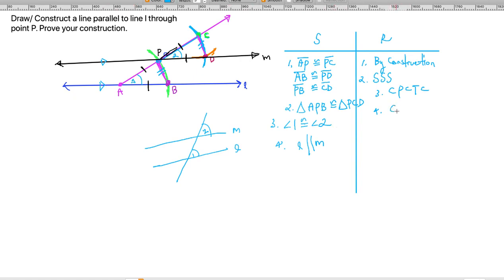And I say corresponding angles, converse postulate. And this proves that my construction does what I want. I constructed a line parallel to L through point P.